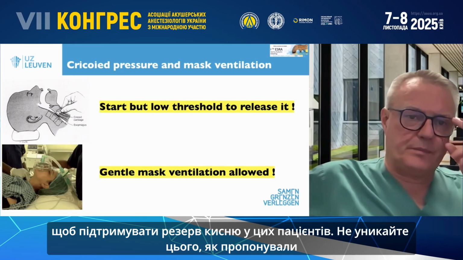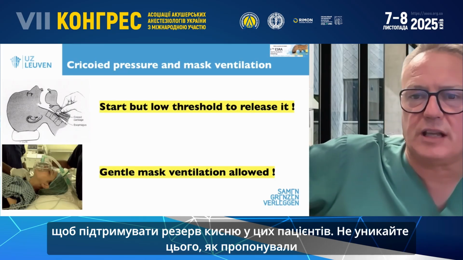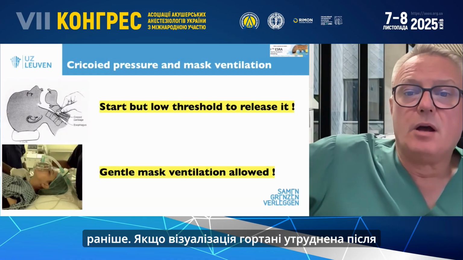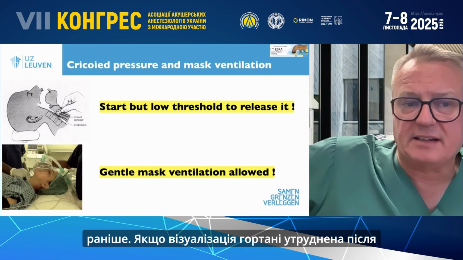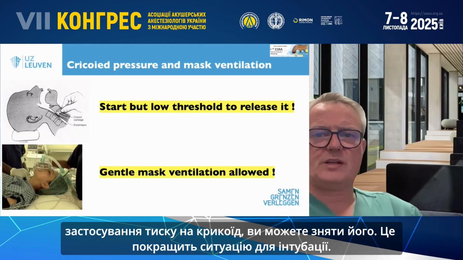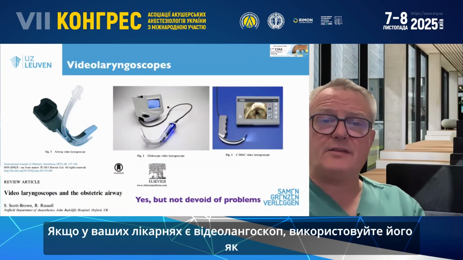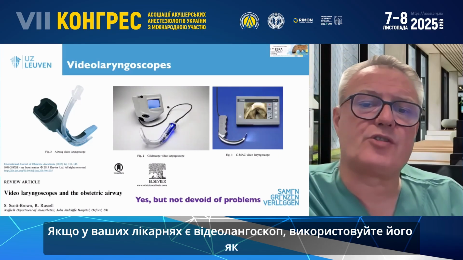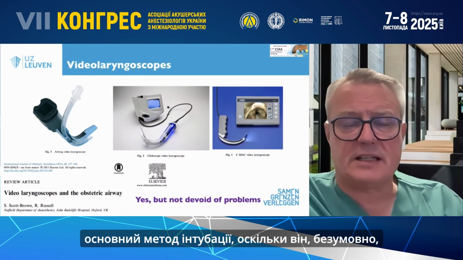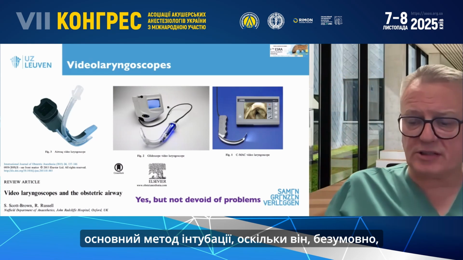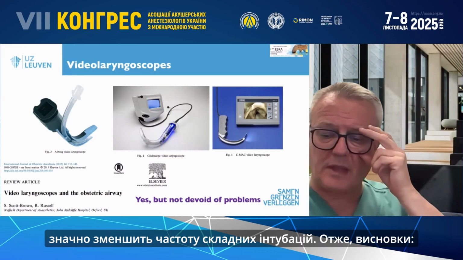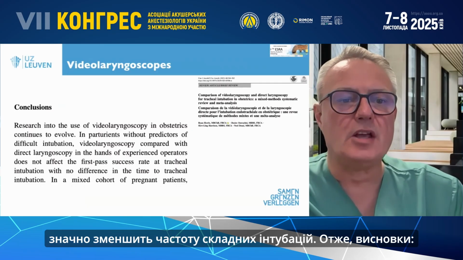Do not avoid it, as was suggested in the past that you should be doing. If the visualization of the larynx is difficult when you have applied cricoid pressure, you can release it. It will improve the situation for the intubation. If you have the availability of a video laryngoscope in your hospitals, use the video laryngoscope as your primary method of intubation, because it will certainly dramatically reduce the incidence of difficult intubations.